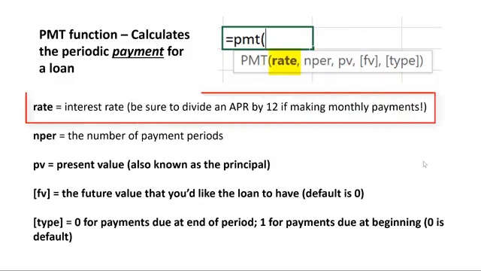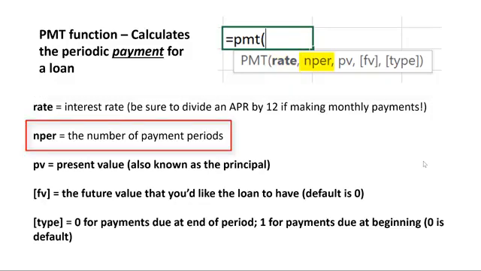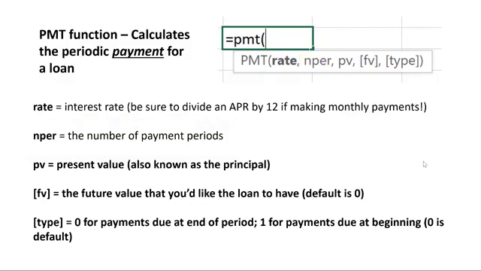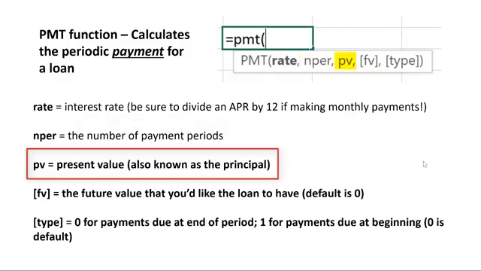The rate is the interest rate. If it's an annual percentage rate, or an APR, and you're making monthly payments, if it's compounded monthly, be sure that you're dividing by 12. NPER is the number of payment periods. So if you're doing a 15-year loan and you're paying monthly payments, then the total number of payment periods would be 12 times 15, or 180. PV is known as the present value, also known as the principal.